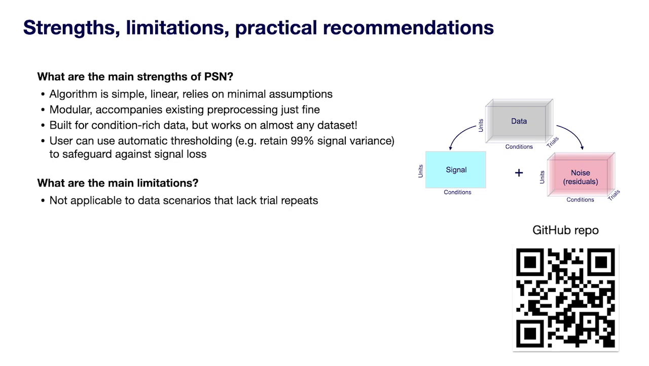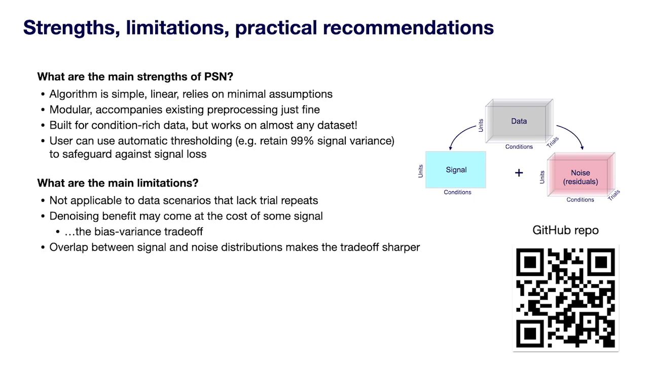In terms of limitations, you do need trial repeats available. And the denoising benefit may come at the cost of a small amount of signal. That's just the classic bias variance trade-off. And the more that signal and noise distributions tend to overlap in your data, the sharper that trade-off can be.